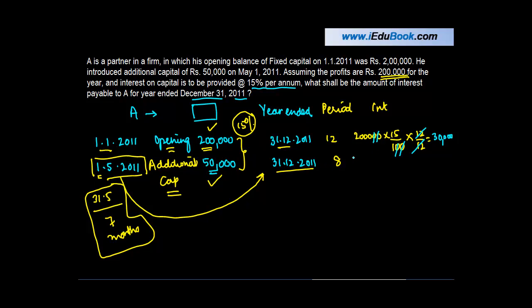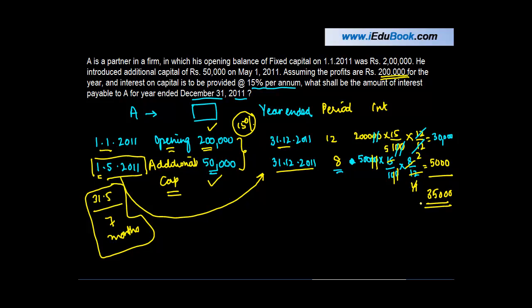For the second one, how much is the capital introduced? It's 50,000 into 15%. What is the period? 8 months, so 8 divided by 12. Here, 3 times 4 is 12, and 5 times 3 is 15... 2 into 5 gives you 10, and 10 into 500 will give you 5,000. So the total interest is 30 plus 5, that is 35,000.